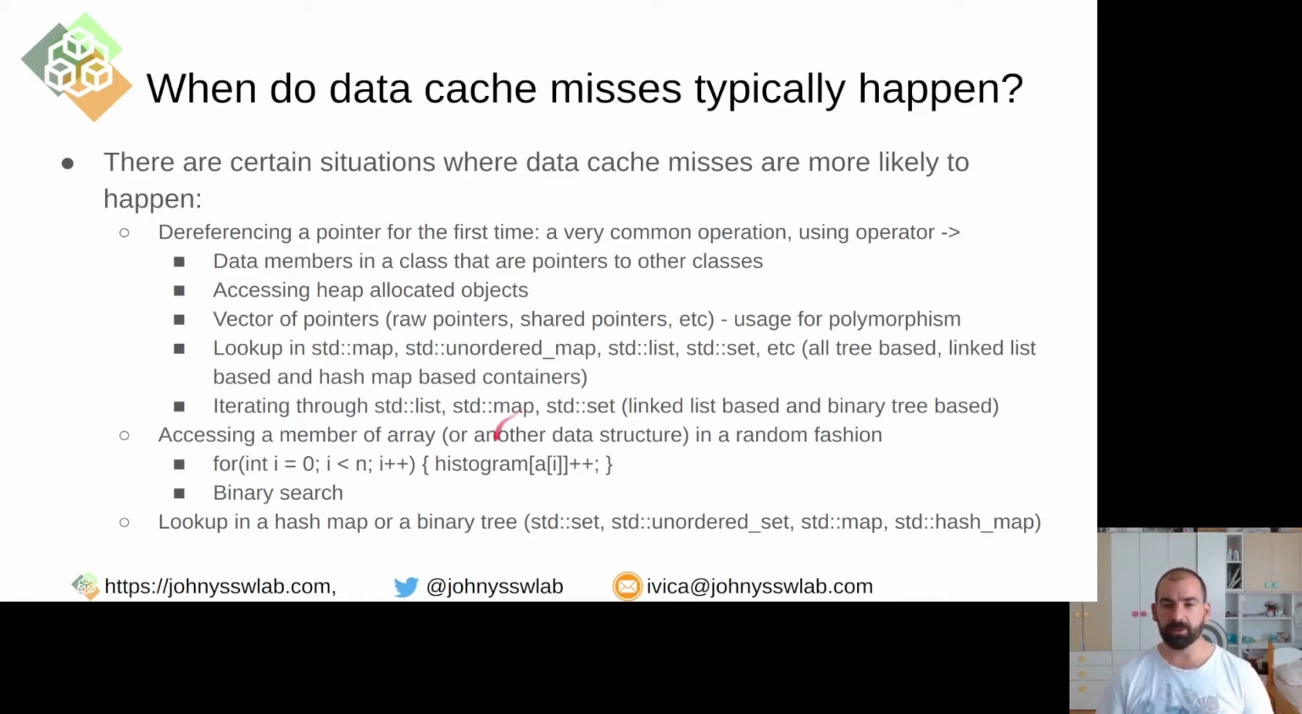If you're accessing a member of an array or another data structure in a random fashion, this is called a histogram loop. There is this array histogram, but we're not accessing it with i. We are accessing it using the index from A[i]. If this array A holds random numbers, then each access to this histogram array will result in a data cache miss. Also, binary search will typically result in data cache misses. If you have a sorted array and you're doing binary search on it, every time you access a member of the array to check if it's bigger or smaller, you'll most likely have data cache misses.